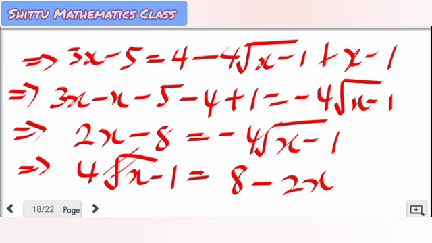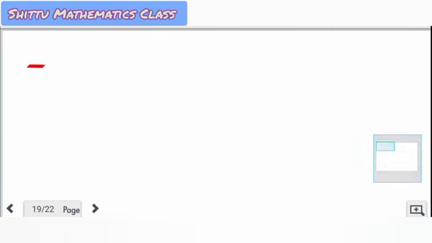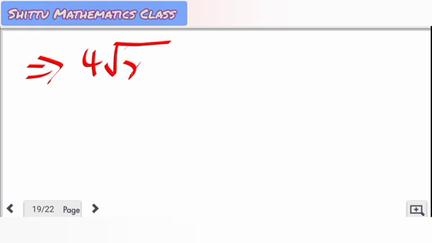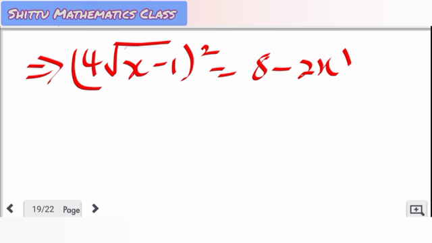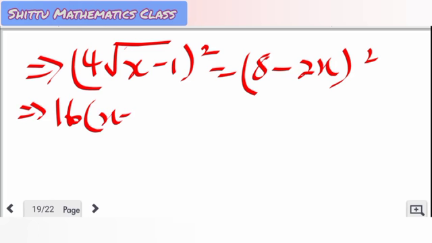So now, to eliminate the radical sign, we are going to square both sides again, and we are going to have 4 square root of x minus 1, all squared, equals 8 minus 2x, all squared. So from here we are going to be having 16 times x minus 1 squared equals to... no, I'm not going to have the square here again.